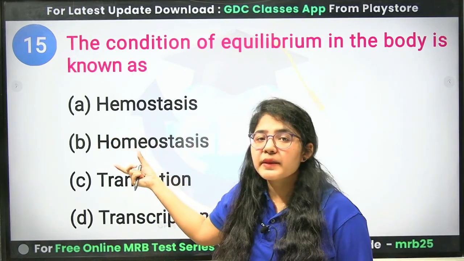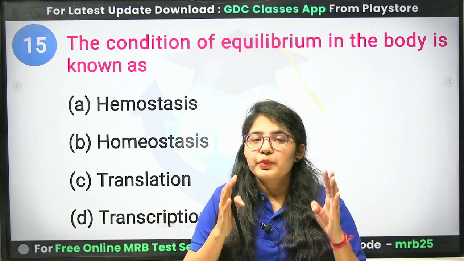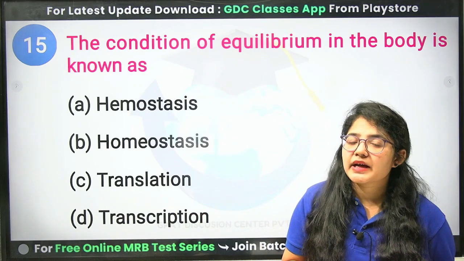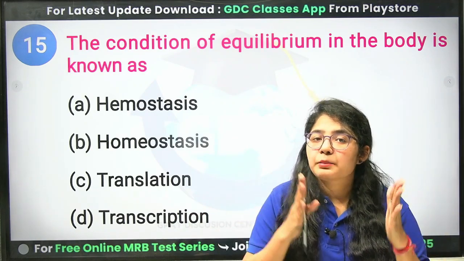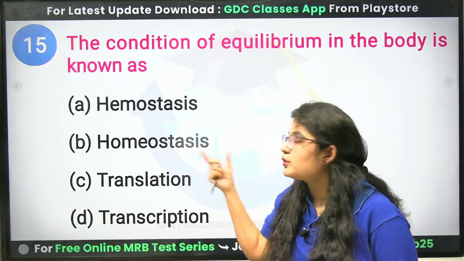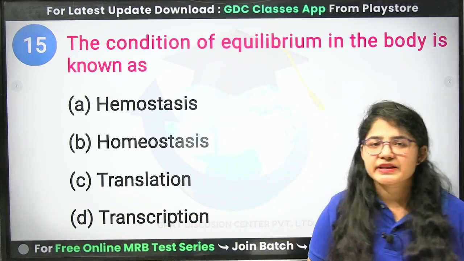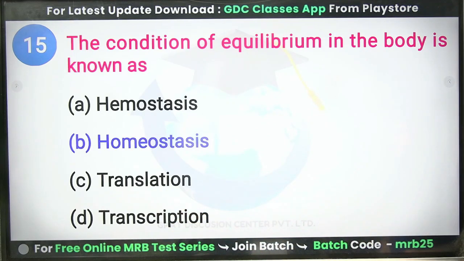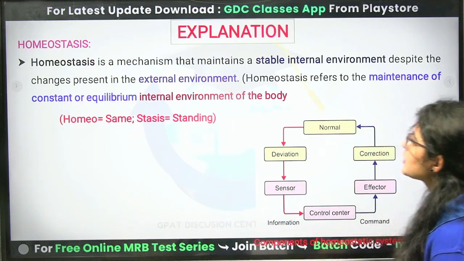Homeostasis. Homeo means same and stasis means standing. So when your body, by using negative feedback mechanisms or positive feedback mechanisms, maintains a particular body temperature and a fixed body pH, that is your homeostasis. Next we have translation and transcription, that is related to your DNA, your genetic material. So what will be the correct answer? That is homeostasis. Clear? Okay.